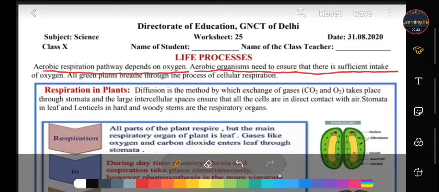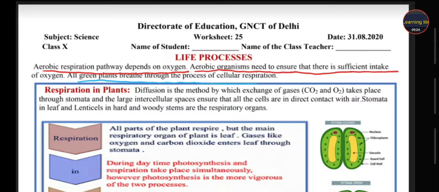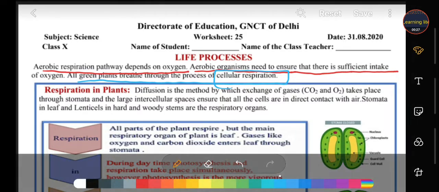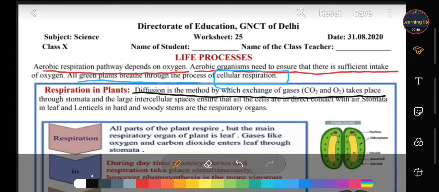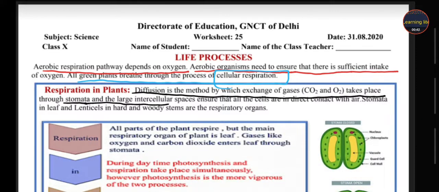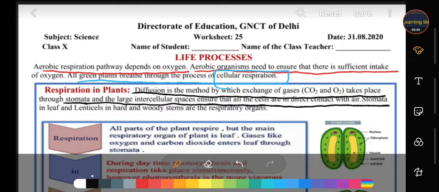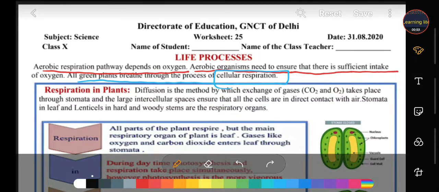Students, all green plants breathe through the process of cellular respiration. Let's discuss the mechanism of respiration in plants. Diffusion. Diffusion is a method by which exchange of gases, that is carbon dioxide and oxygen, takes place through stomata and the large intercellular spaces, which ensure that all cells are in direct contact with the air. So mainly respiration in plants depends upon which process, student?